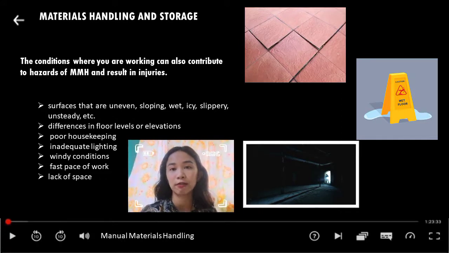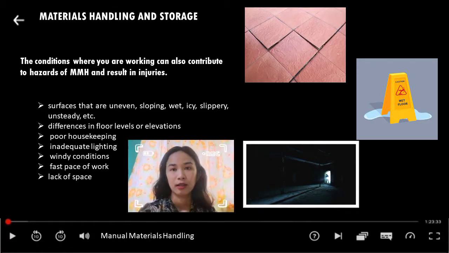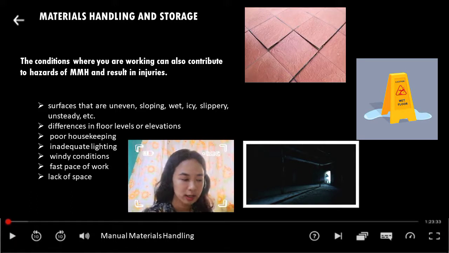Next, differences in floor levels or elevation. This could be floor levels where there's a high ceiling on one side and a low ceiling on the other side. The worker will have a hard time carrying materials if the elevation is not right. Next is poor housekeeping. Poor housekeeping can cause incidents such as tripping over loose objects on the floor, being hit by falling objects, and slipping on greasy, wet, or dry surfaces.